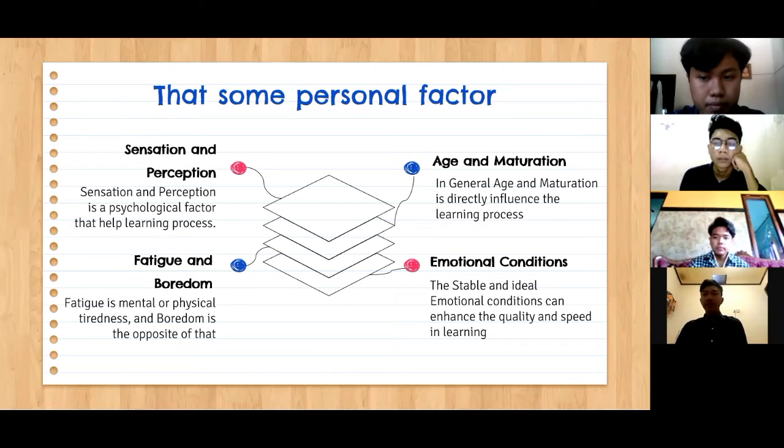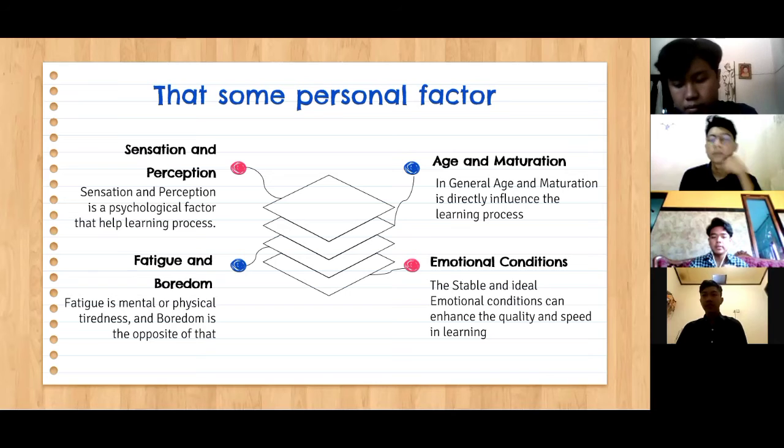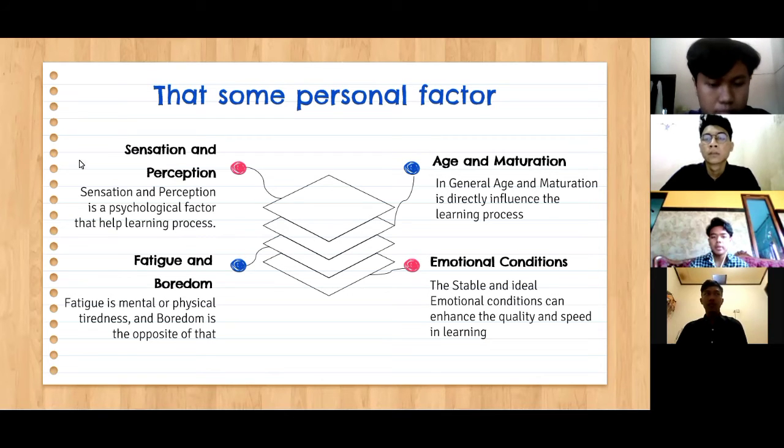multiple intelligence. Number four is emotional conditions. A stable and ideal emotional condition can enhance the quality and speed of learning. It's really important to keep happiness and joy in the learning process because it will make learning better and more effective. Because as we know, unstable and bad emotional conditions can interrupt the learning process. In fact, depression and emotional stress can extremely impact school learning. A person who is depressed or emotionally stressed will not have the spirit to do the learning process.